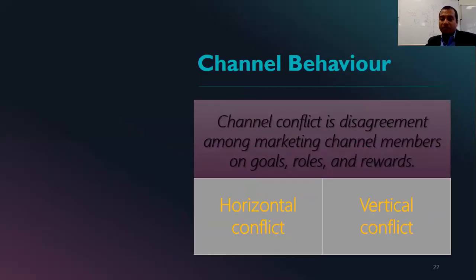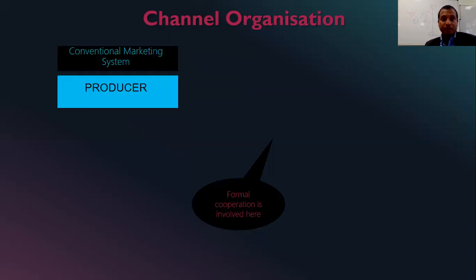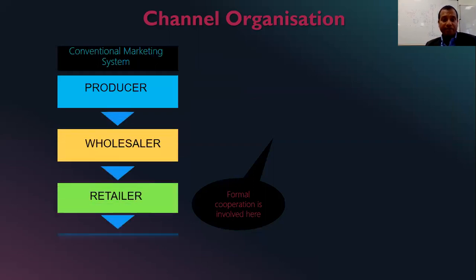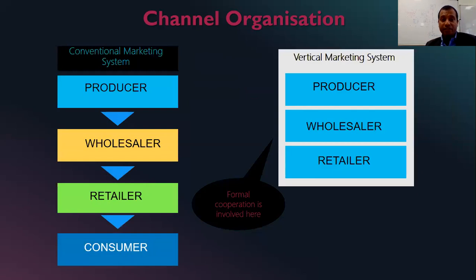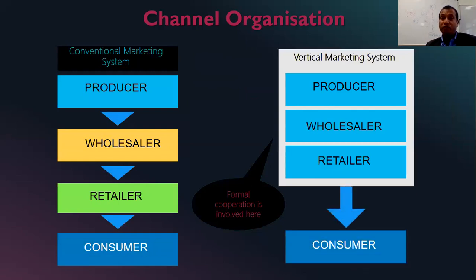So we understood the concept of channel behavior, and the importance of resolving the channel conflict is very, very important as a marketer. Okay, now I will talk about channel organization. On the left hand side, you have the conventional marketing system. Right side, you have the vertical marketing system. The traditional or conventional marketing system is where the producer, manufacturer, ships goods to the wholesaler, the wholesaler supplies to the retailer, and the retailer supplies to the end consumer. That is the traditional way.